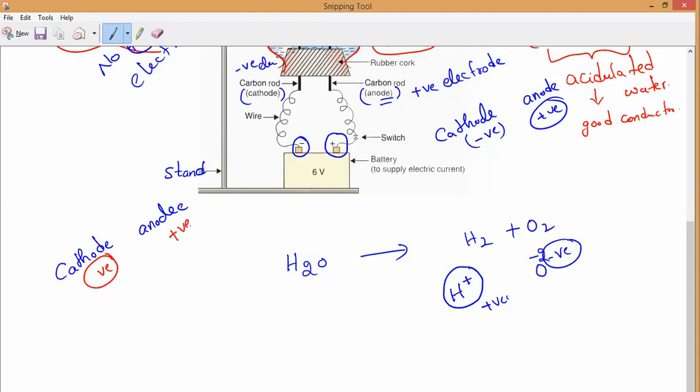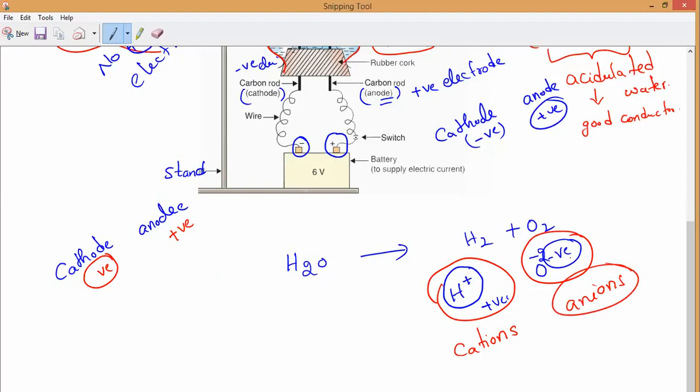Anode is positive. Now, positive ions we used to call something in chemistry. What is that, guys? Positive ions we call cations. Negative ions we call anions. Do you understand?